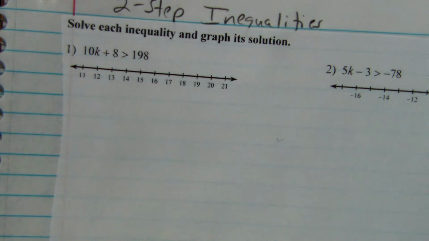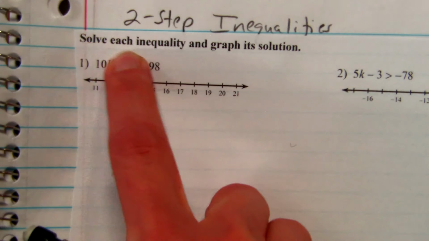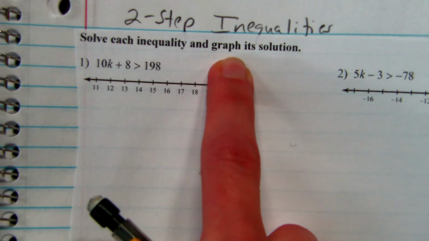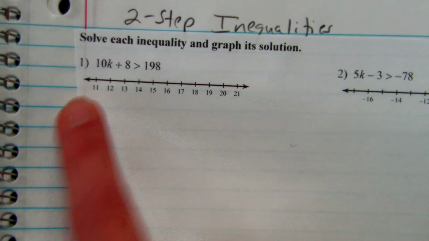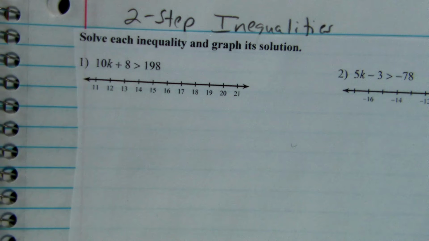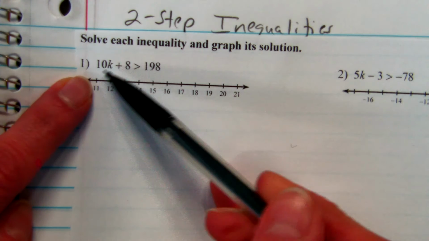All right, we're solving two-step inequalities today. Let's read the directions. Solve each inequality and graph its solution. So the first thing that we're going to do is solve these. They solve pretty much just like equations do. Now, there's not room, because there's a number line in the middle of this, to just solve it right here.